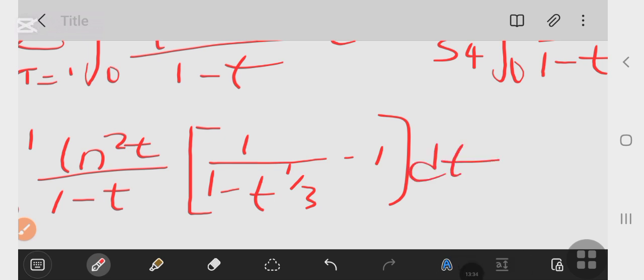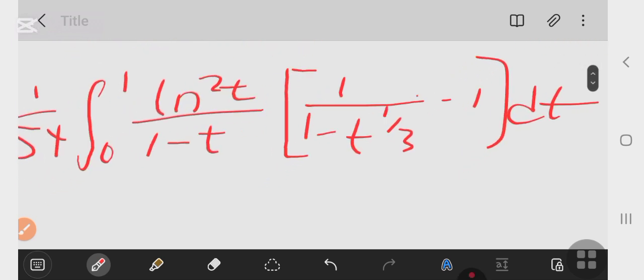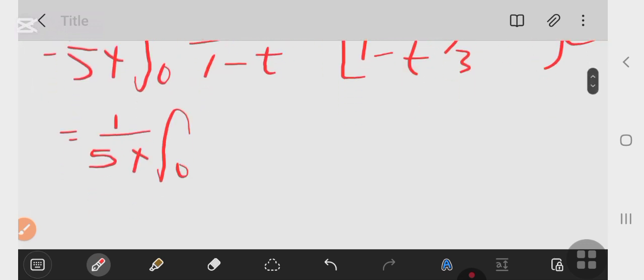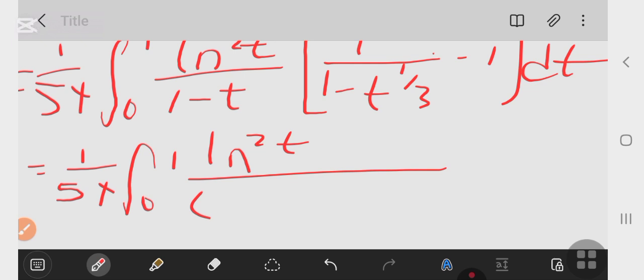Okay, now I'm going to combine the integrals for these two. So I'm going to have 1 over 54 all into the integral from 0 to 1 of ln square t all over 1 minus t multiplying 1 minus t raised to the power 1 over 3.